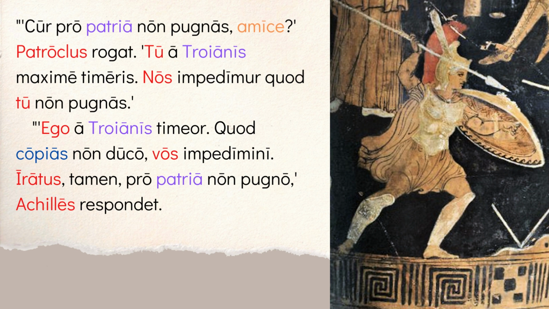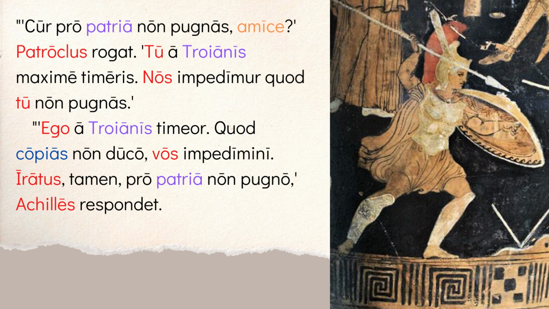Patroclus asks, right, roga. Then he continues and says, tu a Trojanis maximi timeris. You, right, are greatly, or the greatest, or you might even say like very much with maxime. It's an adverb here. It's what we call a superlative. So you can kind of translate as very much. It's probably a good way. You are very much feared, right, timeris. Now, this is a passive voice verb. Again, it's got the RIS ending, which is what we're really covering in this chapter. So he's saying you are the most feared by the Trojans.